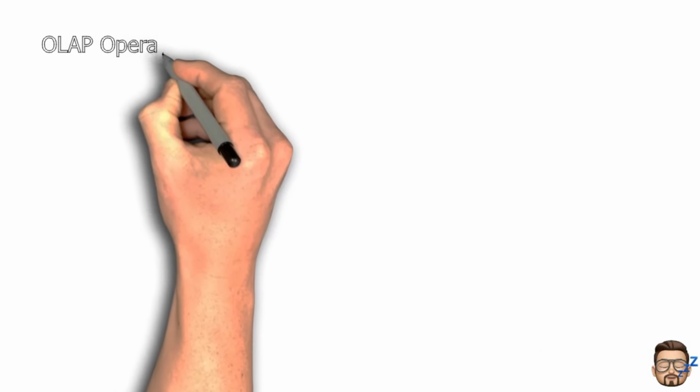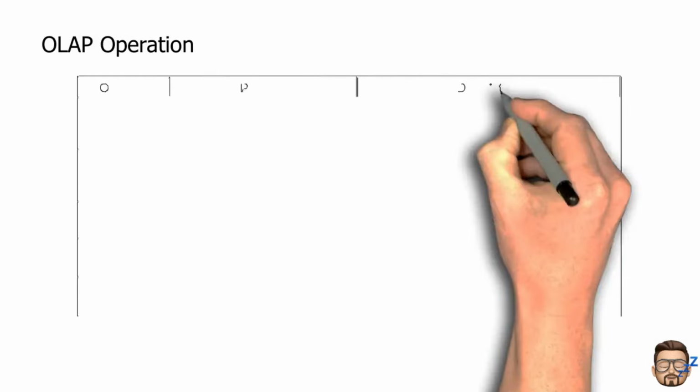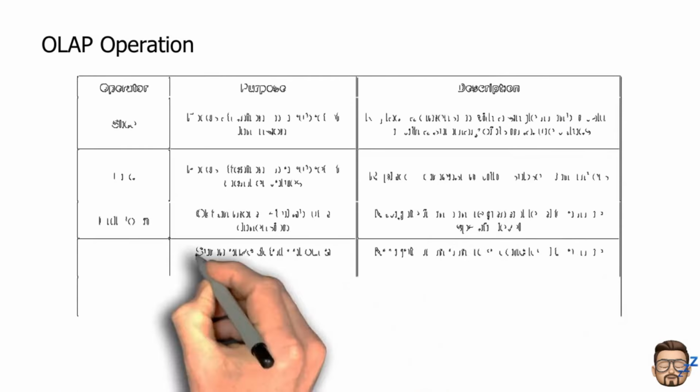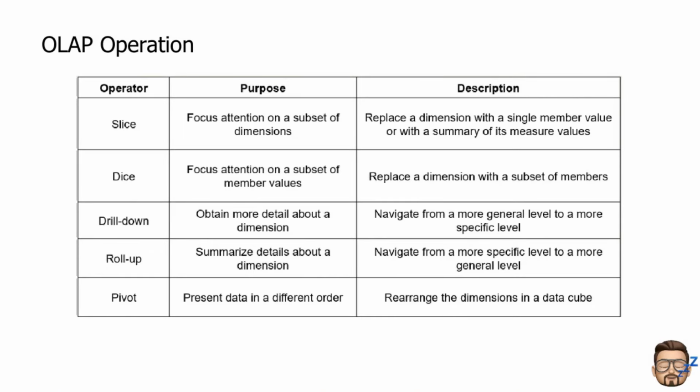Now, let's move on to OLAP operations. There are 5 OLAP operations that you need to know. The first one is slice. Slice is a focused attention on a subset of dimension. It replaces a dimension with a single member value or with a summary of its measure values. For dice, it focuses attention on a subset of member values. It replaces a dimension with a subset of members.